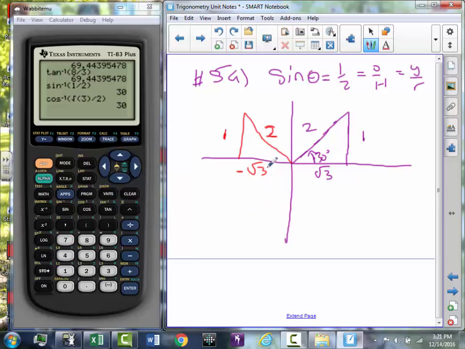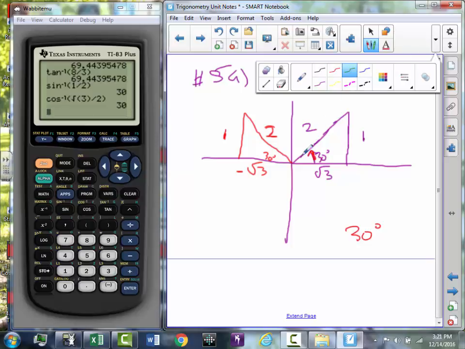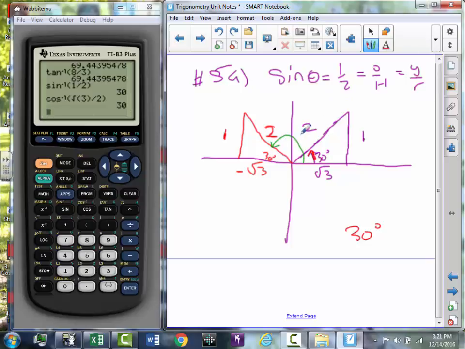Based on this, if this angle right here is 30 degrees, shouldn't that angle right there also be 30 degrees? That's known as a reference angle. So one of your answers is 30 degrees. But there is a second angle that also works. All the way around to there would be 150 degrees. So there are actually 2 answers, and that would get you sine of theta equaling 1/2.